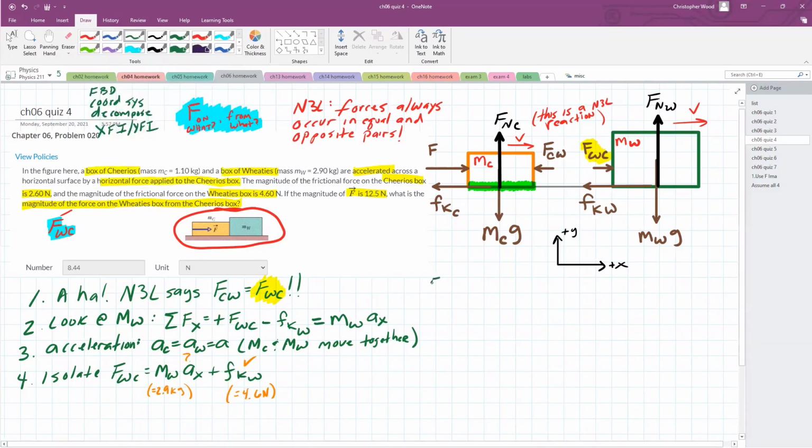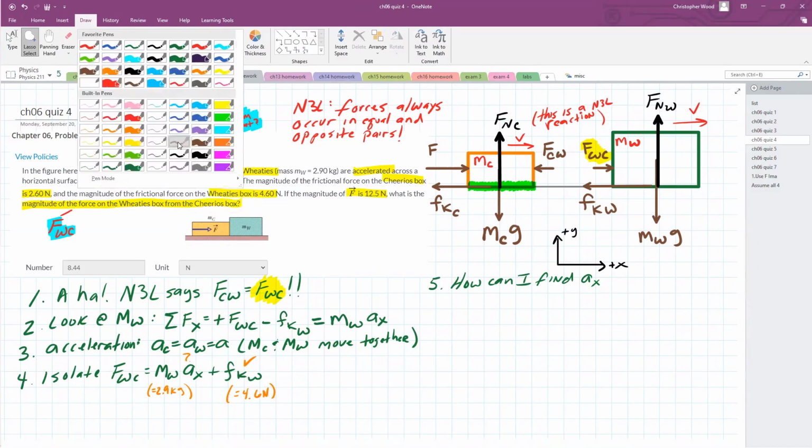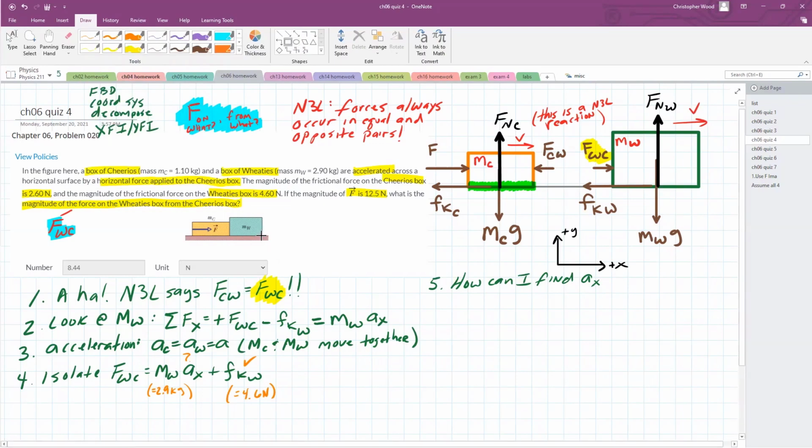Now what? Number 5, how do I find A sub x? How can I find A sub x? And you might be thinking, well, do a Y force inventory. Maybe, but I remember this is the tactic we used in chapter 5. We basically treated both of these boxes as a single object. So I'll just draw one box. This one box here can be considered to be a single object.